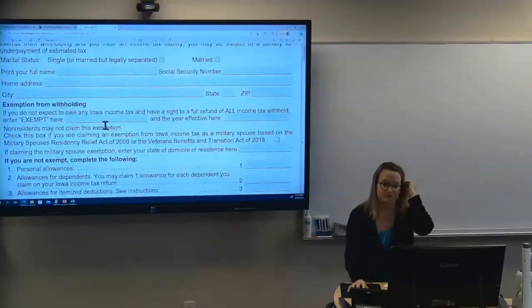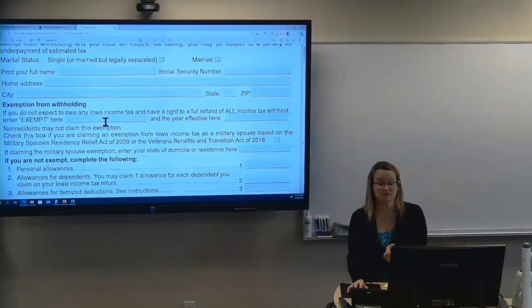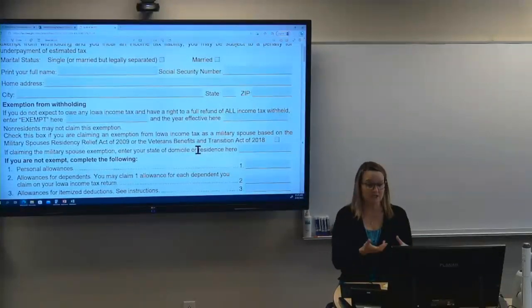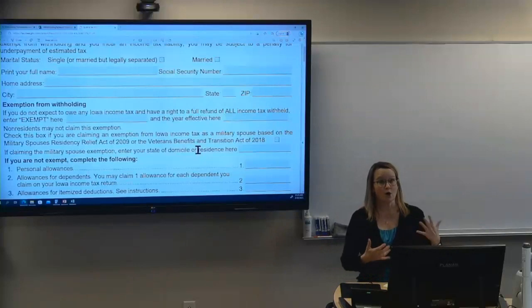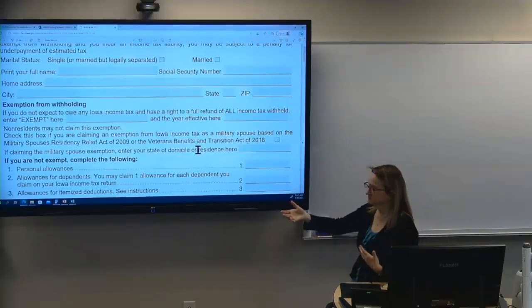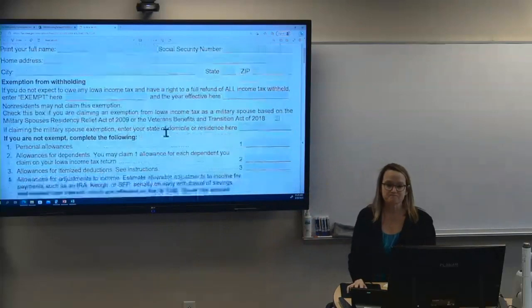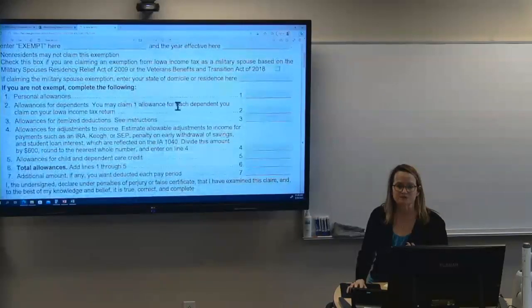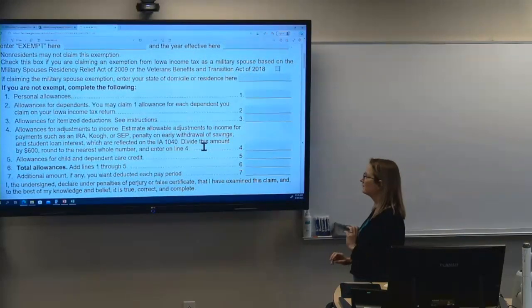There's also this question of being exempt, like we had on the federal. So if you think you're exempt, meaning you won't owe any Iowa income taxes, then you can write exempt there. Now you can see there are some special ones too, like military spouse exemptions and things like that that you don't see on the federal form.